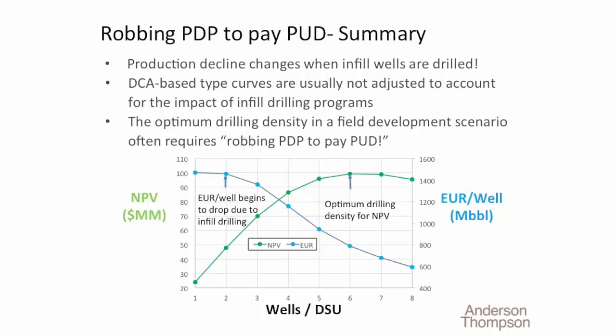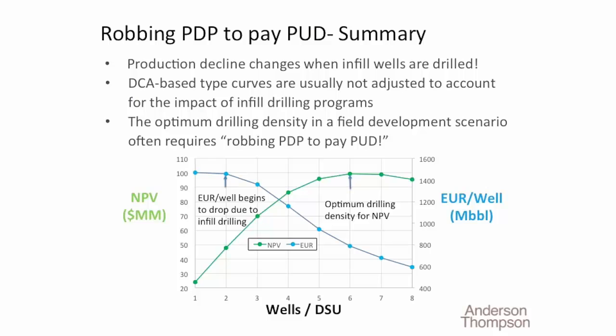If you're a petroleum engineer and you do this sort of stuff, it's like, duh, we all understand that, of course. When I talk to the investment guys, their jaws sometimes drop when you show them this, because a lot of companies will routinely do this sort of thing. They'll use the type curves. They won't take into account the impact of downspacing. So DCA-based type curves are usually not adjusted to account for the impact of infill drilling programs.